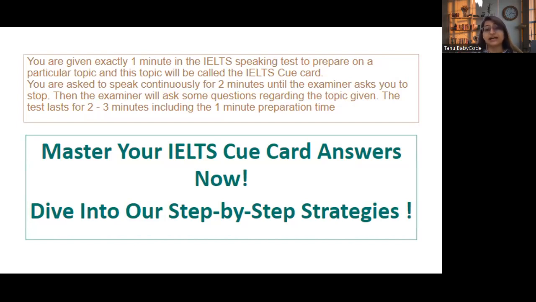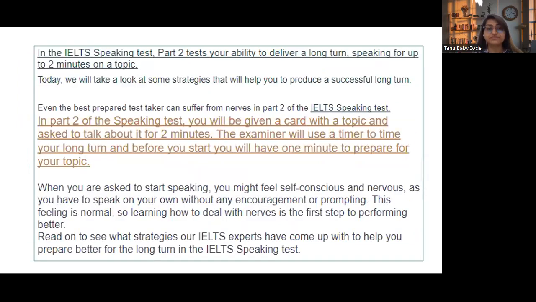You can master your IELTS cue card now with my strategies. I will be helping you with step by step strategies. So, we already discussed what will be evaluated here. In your part 2, the examiner will test whether you are able to deliver a long turn. That means, are you able to speak for 2 minutes on a particular topic or not, right? Do you have the capability to speak on a topic continuously for 2 minutes or not?